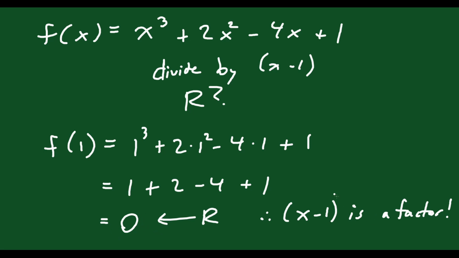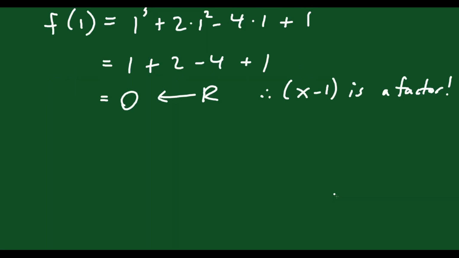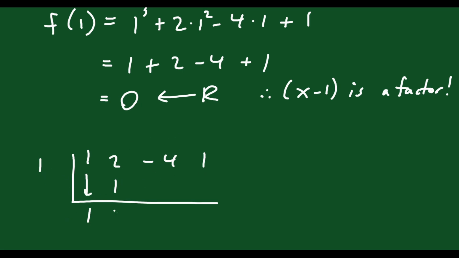Hopefully that makes sense. And then you can go ahead and confirm that by dividing. You could set up your synthetic division. You could say, your 1, 2, negative 4, 1. Put your 1 out there, so we're just doing the actual division. If you do this, you're going to get a remainder of 0, just like you got here. So you can easily confirm your answer if you actually go through the trouble of doing the division. Okay, so hopefully that makes sense.